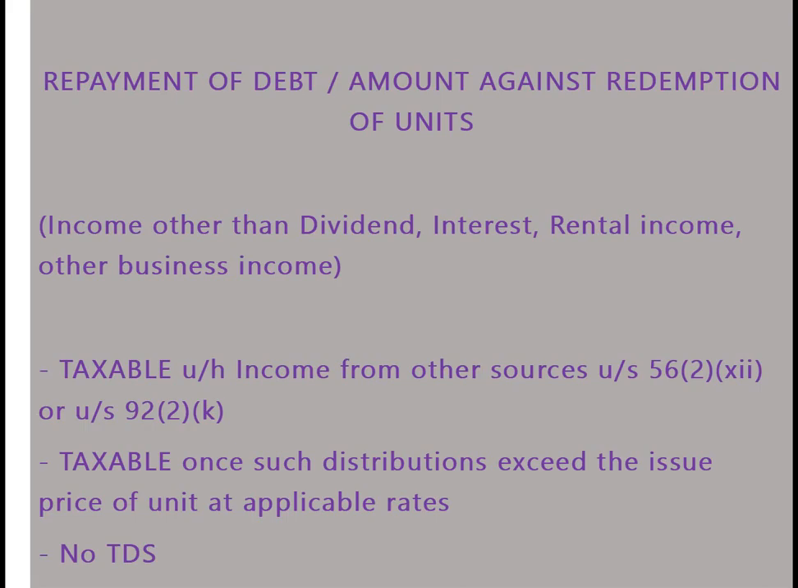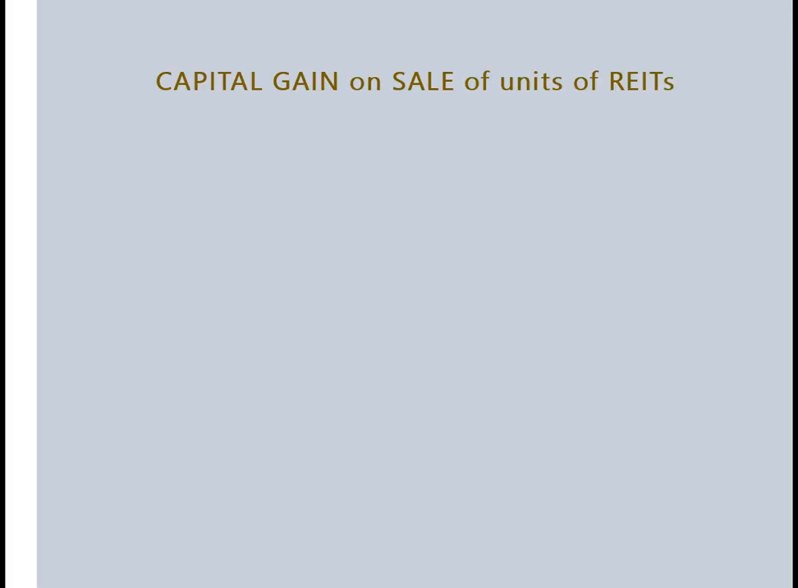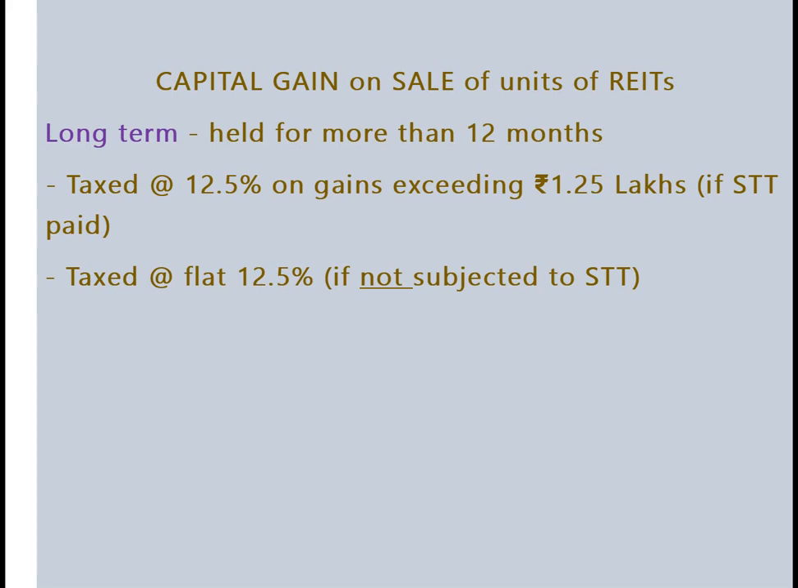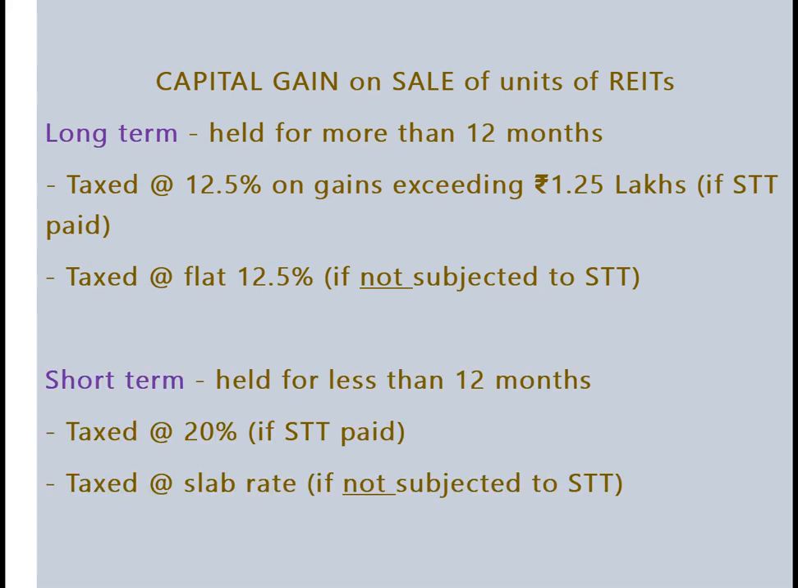Next is capital gain on sale of units of REIT. This gets treated as long-term when it is held for more than 12 months. If STT is paid, it is taxed at 12.5% on gains exceeding 1.25 lakhs. If STT is not paid, then a flat 12.5% tax is applied. If it is held for less than 12 months, it becomes short-term and it gets taxed at 20% if STT is paid and at slab rate if STT is not paid.